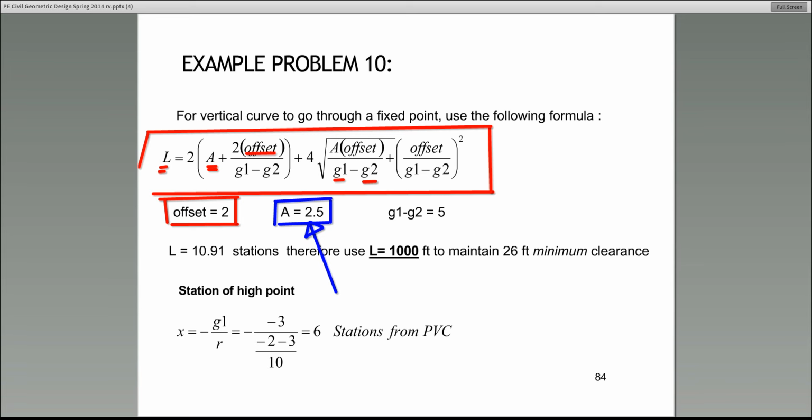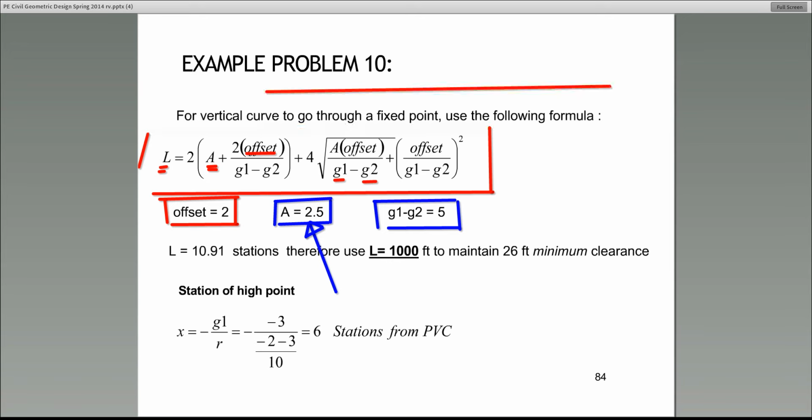And then G1 minus G2 is 5. Make sure you preserve the algebraic sign. So substitute those values into that equation. The answer you get becomes 10.91. When you solve that, you get 10.91. So the correct answer here will be 1,000 feet. All right, so 1,000 feet is the answer.